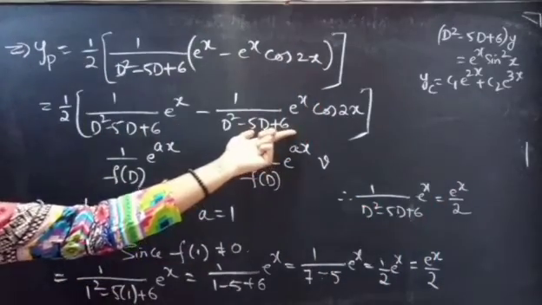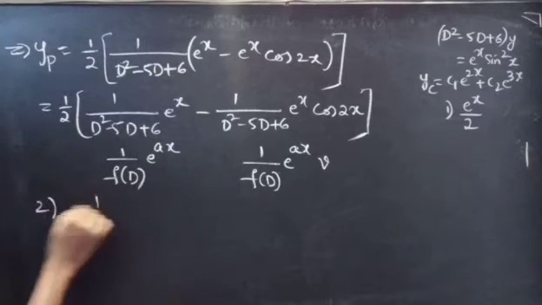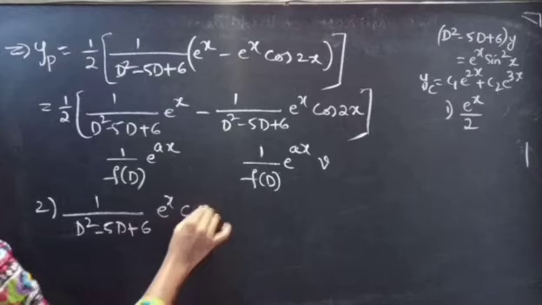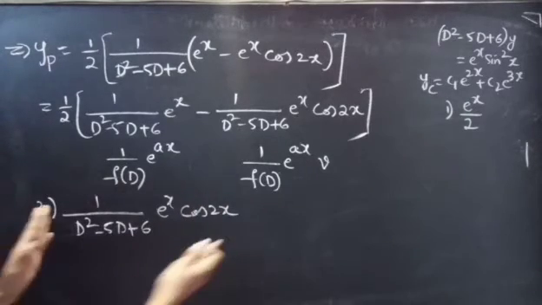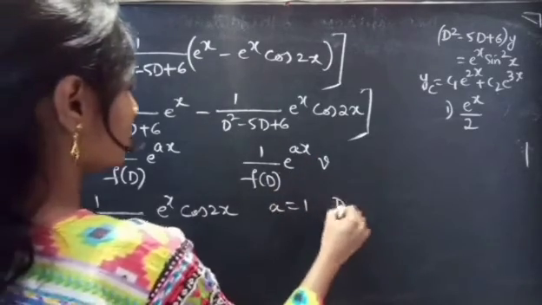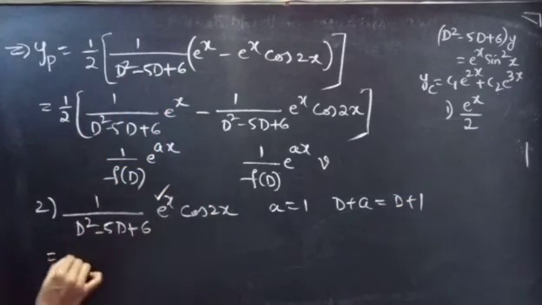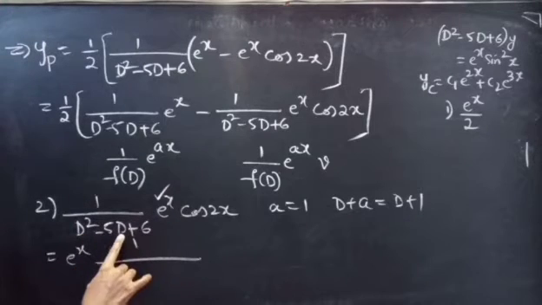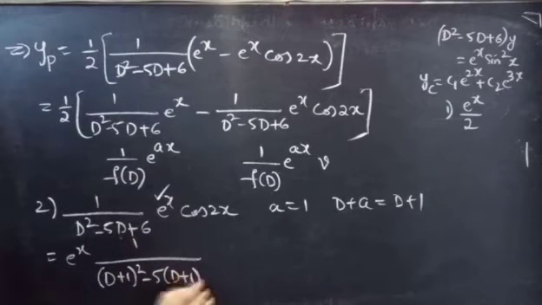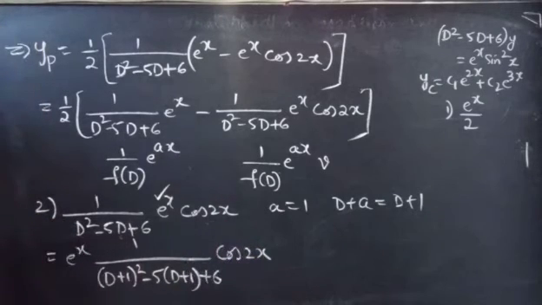Now we need to find the second term, 1/f(D) into e^x cos 2x, right? Now compare this with 1/f(D) into e^(ax) into V. For a = 1, we need to find D + a, which is D + 1. Let's shift e^x towards the left by replacing D by D + 1. Then we'll get (D + 1)² − 5 into (D + 1) + 6 into cos 2x, right?